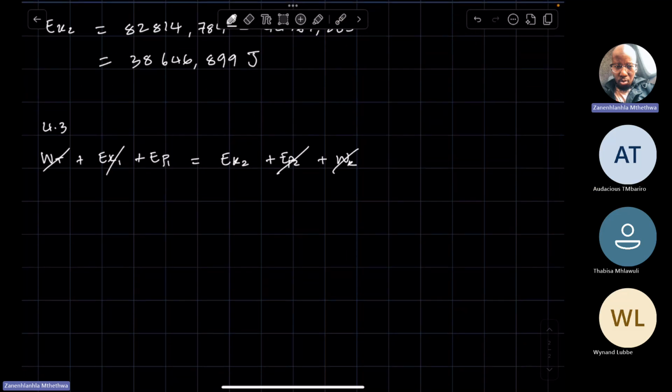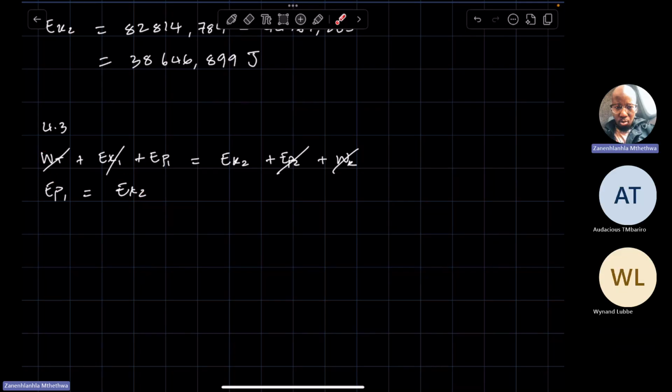So essentially, EP1 is equal to EK2. The potential energy at the top is equal to the kinetic energy at the bottom. Why is that? Because there is no friction, and also because there is no force being applied. That is why the potential energy at the top is equal to the kinetic energy at the bottom.